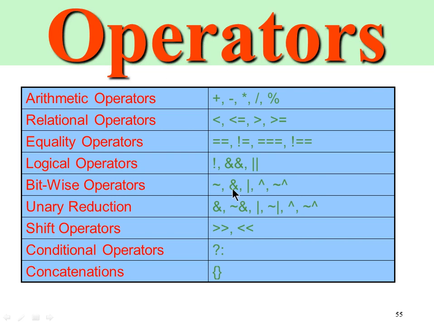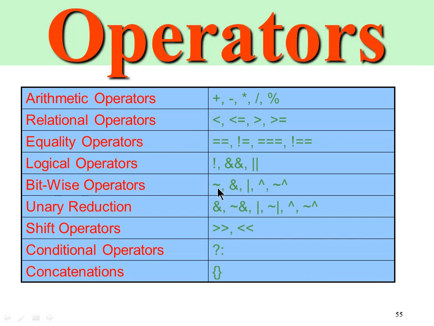What does that mean? Let's say there are two 4-bit numbers, A and B, and you want to do a bitwise AND with each other. A0 will be ANDed with B0, A1 will be ANDed with B1. So position-wise ANDing will happen. That's how bitwise operators work. Bit number 0 of one number will be ANDed with bit number 0 of the other number, bit number 1 with bit number 1 of the other number. This is how bitwise operators work.